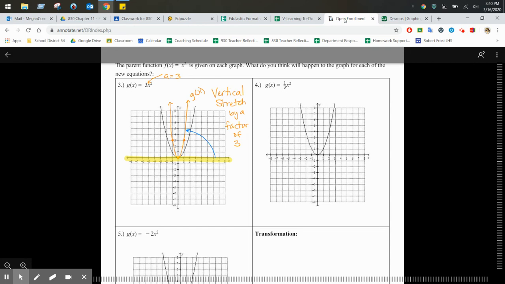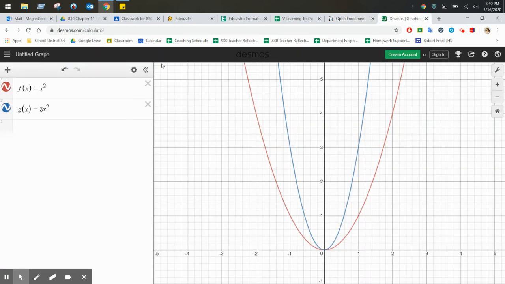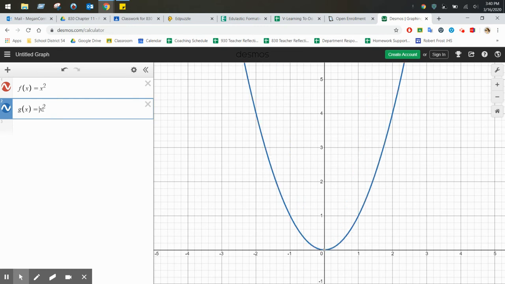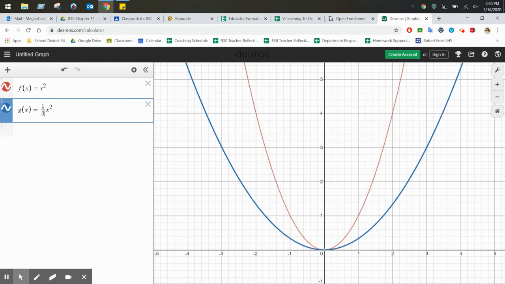Now, what happens if I multiply it by 1/3? Let's flip over here to Desmos, and let's change our 3 to a 1/3. Whoa, so again, red was the original, now blue is the new one. This is multiplying by 1/3. So it didn't get skinnier this time, it actually got wider.